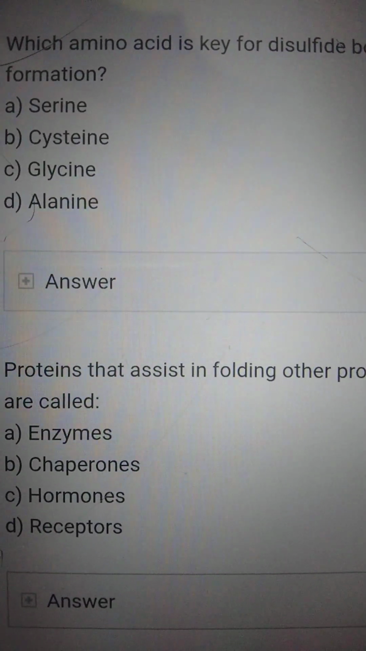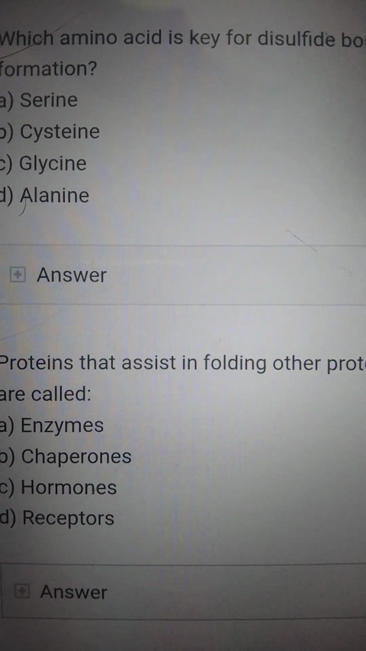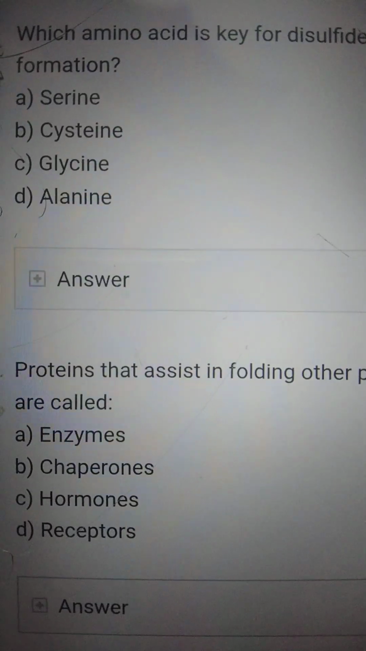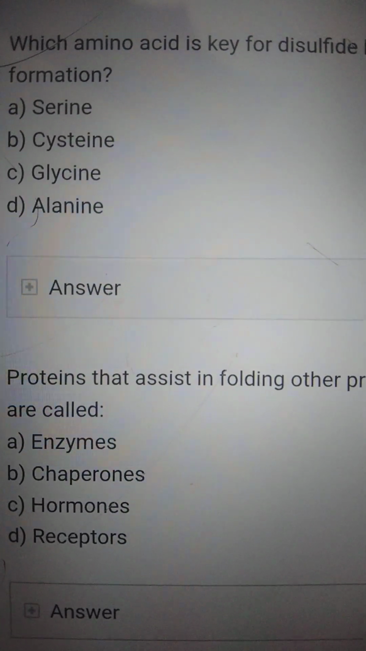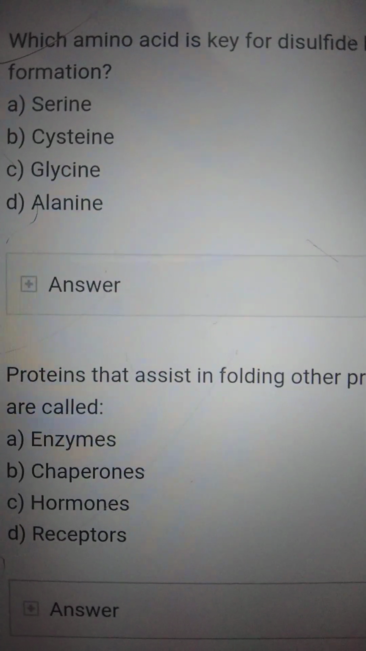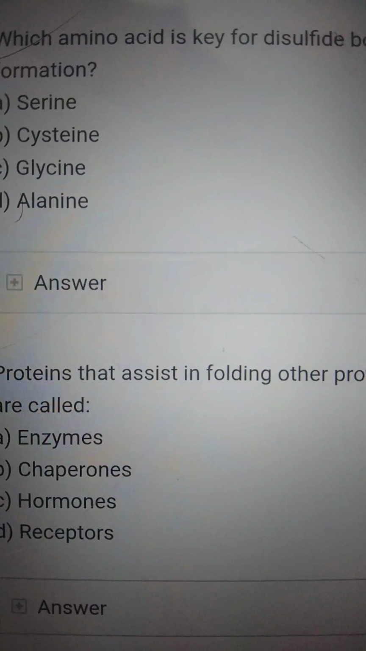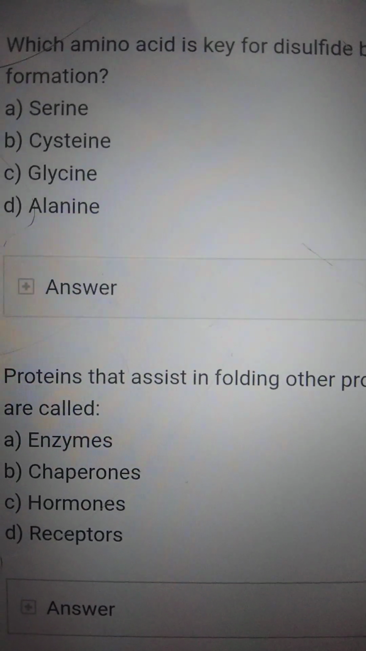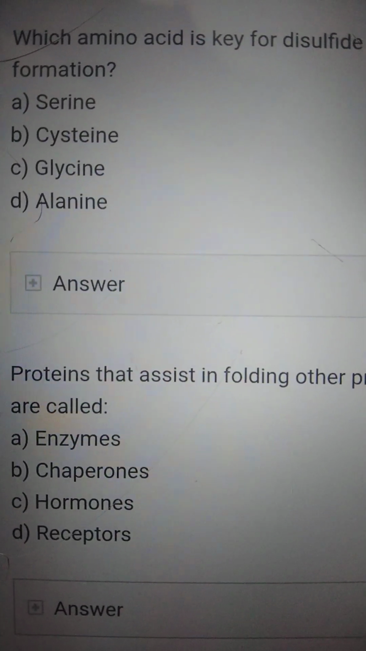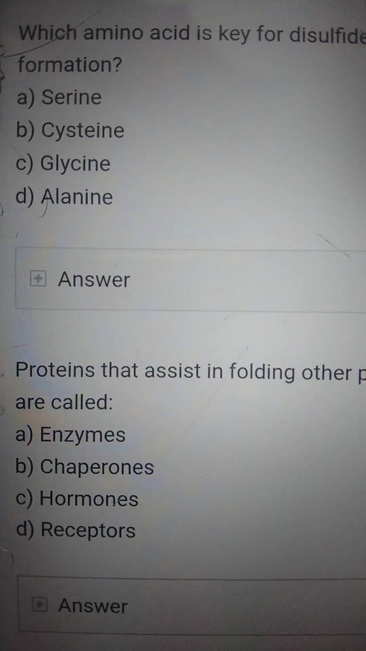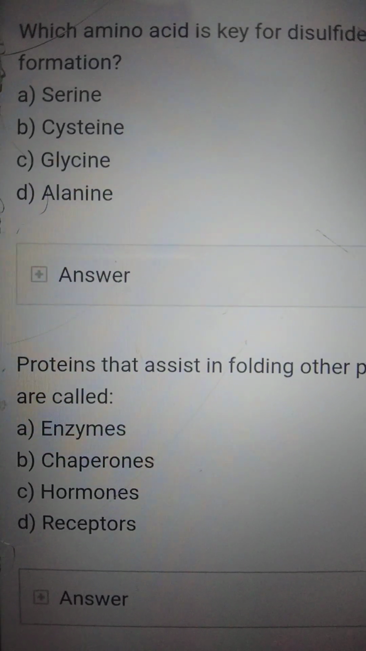Okay, next question is, which amino acid is key for disulfide bond formation? Serine, cysteine, glycine, alanine. The correct option is B, cysteine. Proteins that assist in folding other proteins are called enzymes, chaperones, hormones, or receptors. The answer B is the correct one, chaperones.